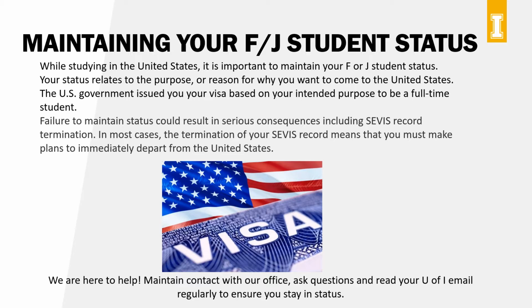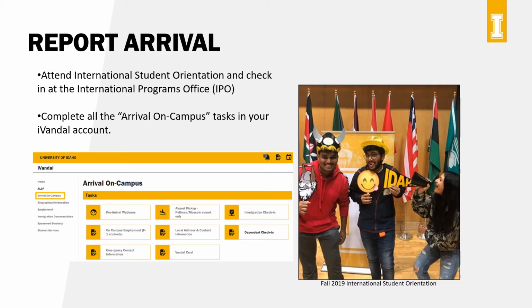Although it is your responsibility to understand and maintain your F or J student visa status, the IPO staff is here to help. Please make sure to maintain contact with your advisor at our office, ask questions, and read your U of I email regularly to ensure that you stay in status. The first important step in maintaining your status is to attend the International Student Orientation. The next step is to complete all of the arrival on-campus tasks in your iVandal account.